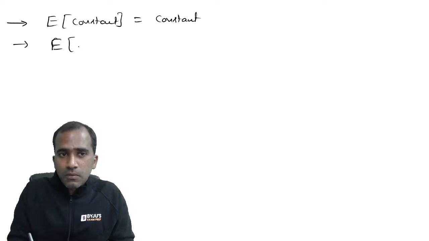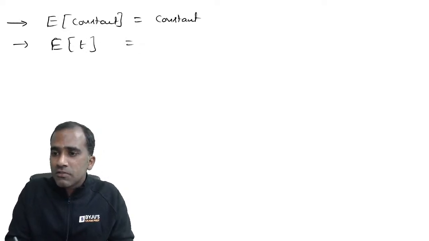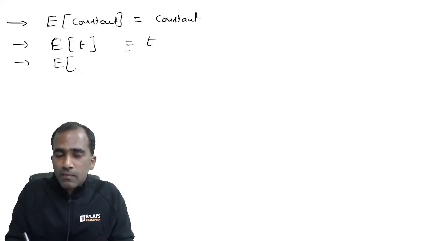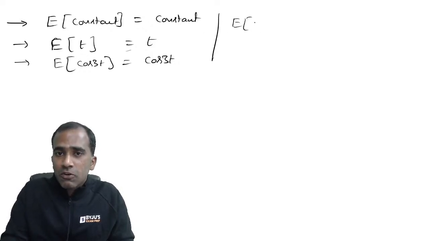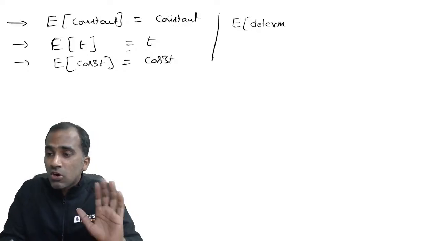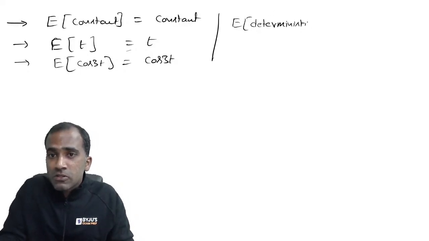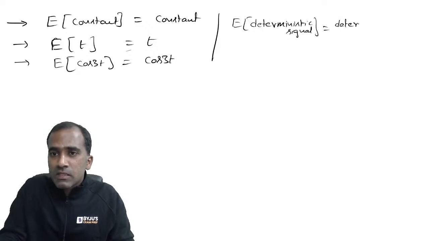Expectation of t, what is it? t is a time variable. There is no randomness here. If there is no randomness, it will be the same thing. I hope you're following. Expectation of cos 3t, what is it? It is cos 3t only, because expectation means integration with respect to a random variable, but there is no random variable here. So what I mean to say is, we earlier learned that expectation of a constant is a constant. It's not only a constant: the expectation of a deterministic signal is exactly the same deterministic signal.